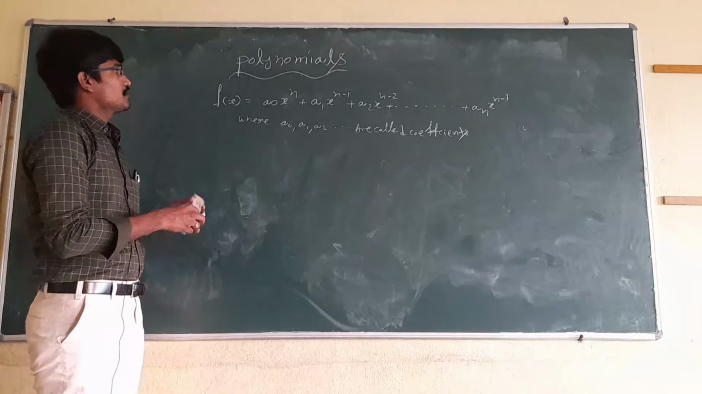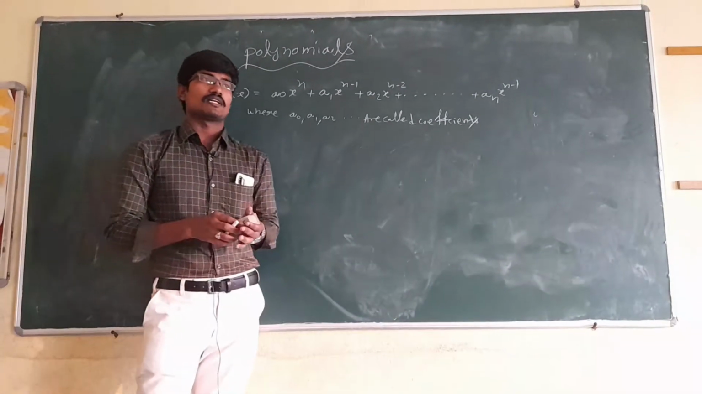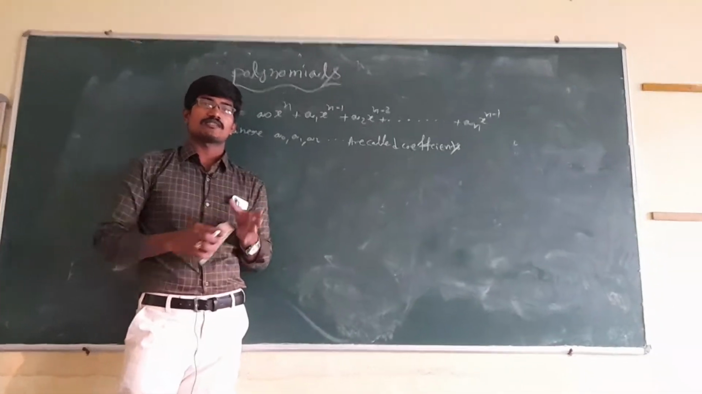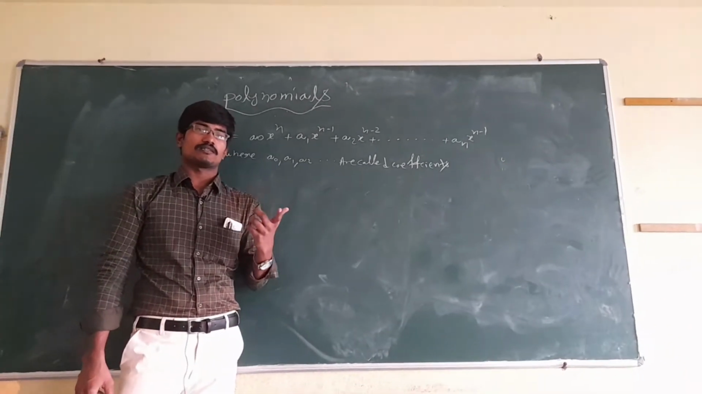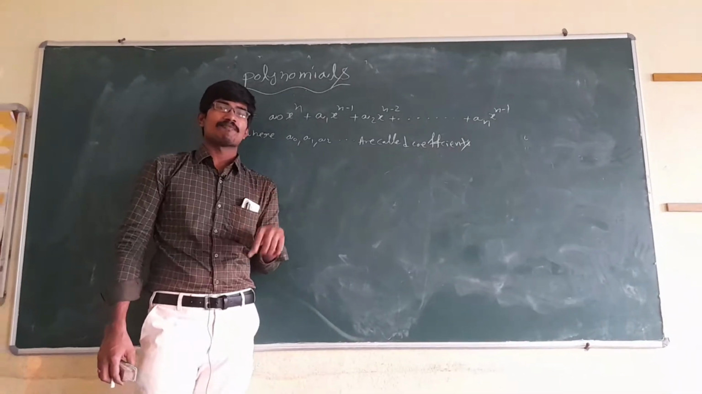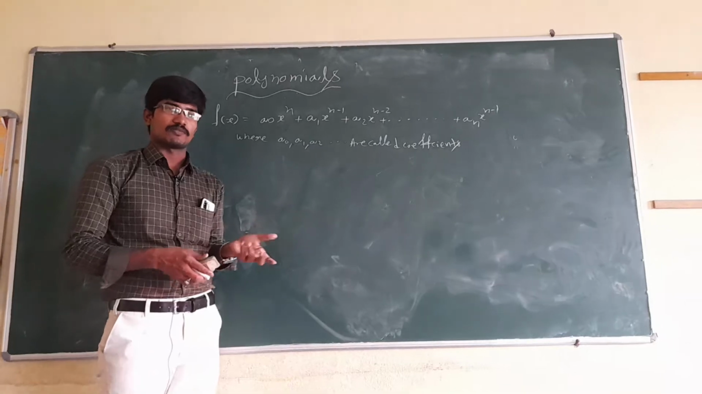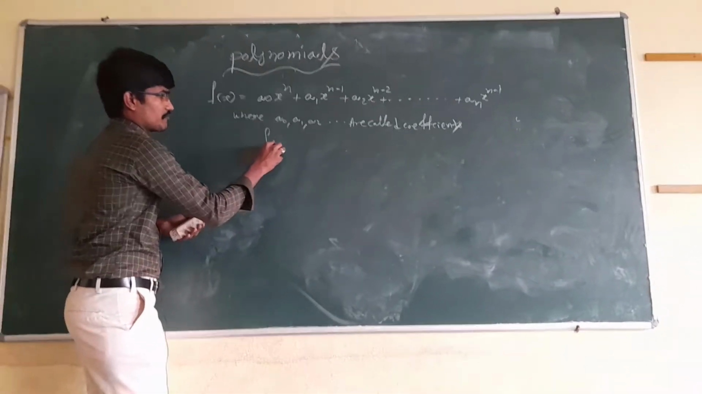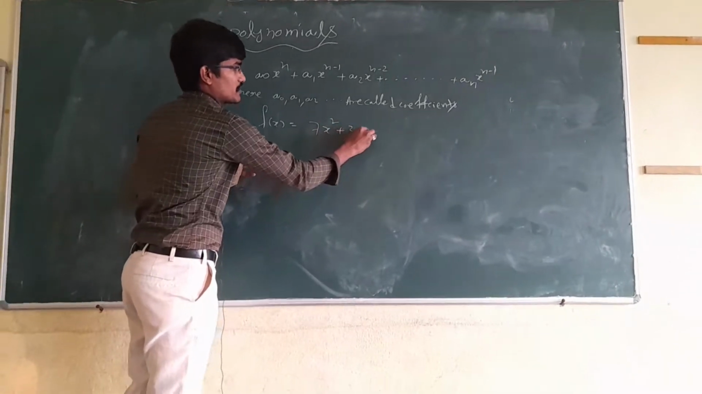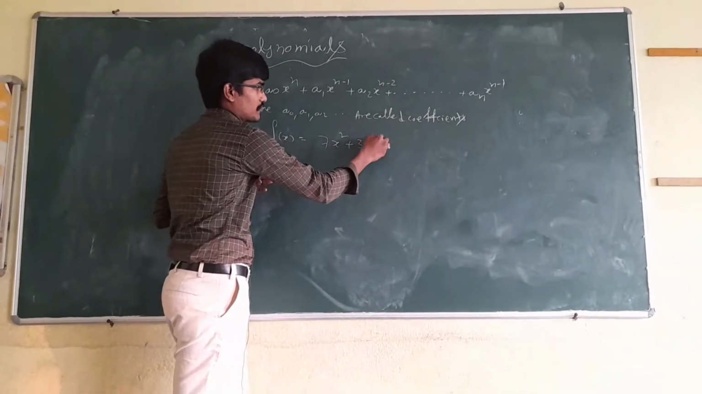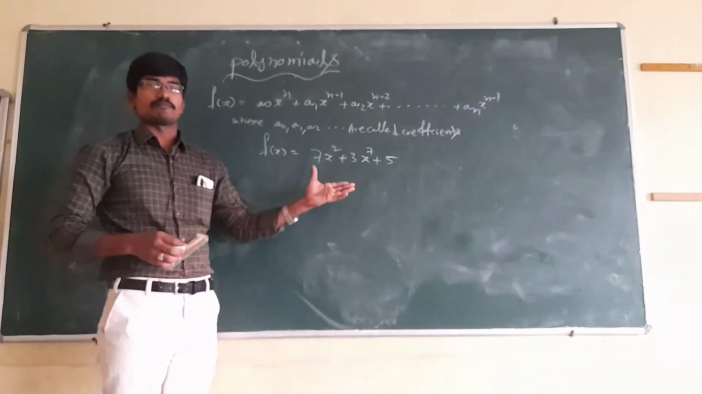When one algebraic expression contains non-negative integral powers, then we say that the algebraic expression is a polynomial. Understood? So if I take one algebraic expression, for suppose f of x is equal to 7x square plus 3x to the power 7 plus 5. This algebraic expression I am taking.